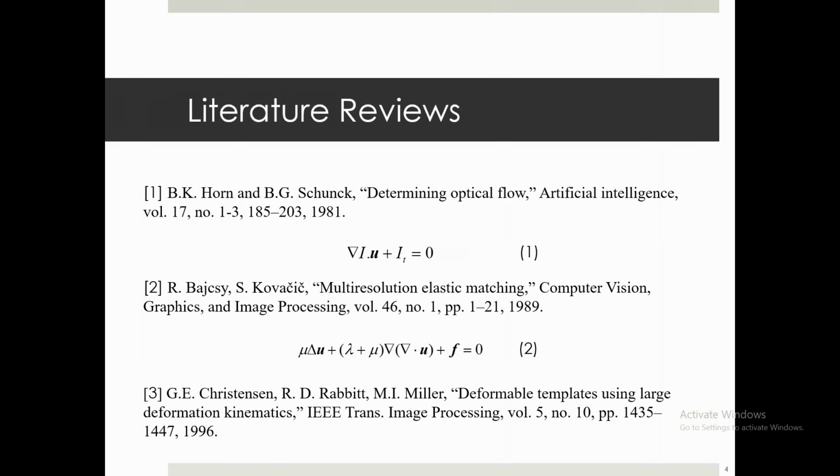For example, Horn and Schunck proposed the optical flow model based on the Taylor series of the moving image intensity to locally match two subsequent frames as shown in equation 1, where gradient is the gradient operator and I indicates the sequential frames. By solving equation 1 for all voxels, the optimal deformable registration model is obtained.